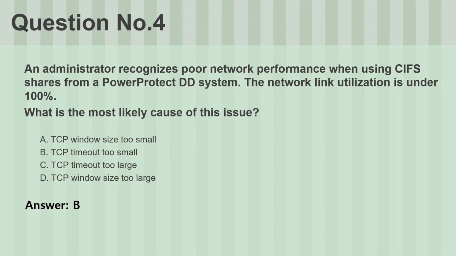Question number 4. An administrator recognizes poor network performance when using CIFS shares from a PowerProtect DD system. The network link utilization is under 100%. What is the most likely cause of this issue? A. TCP window size too small. B. TCP timeout too small. C. TCP timeout too large. D. TCP window size too large. Answer: B.